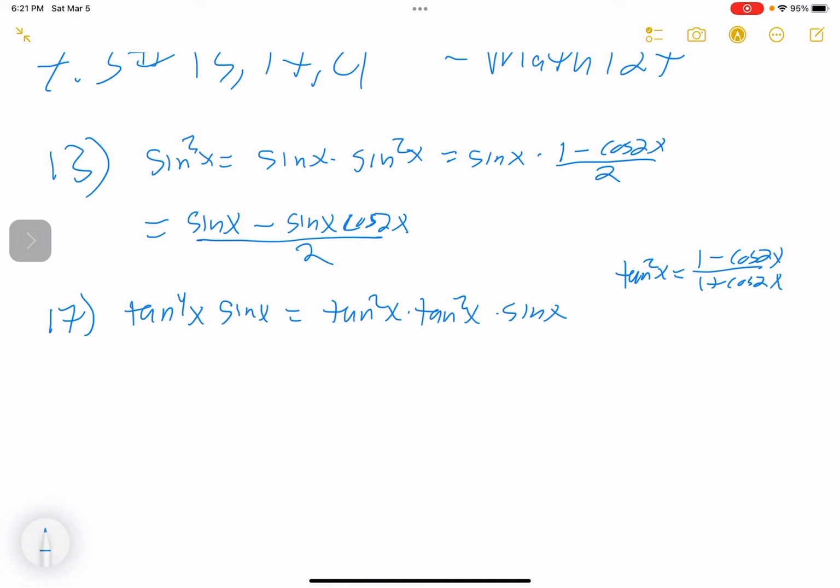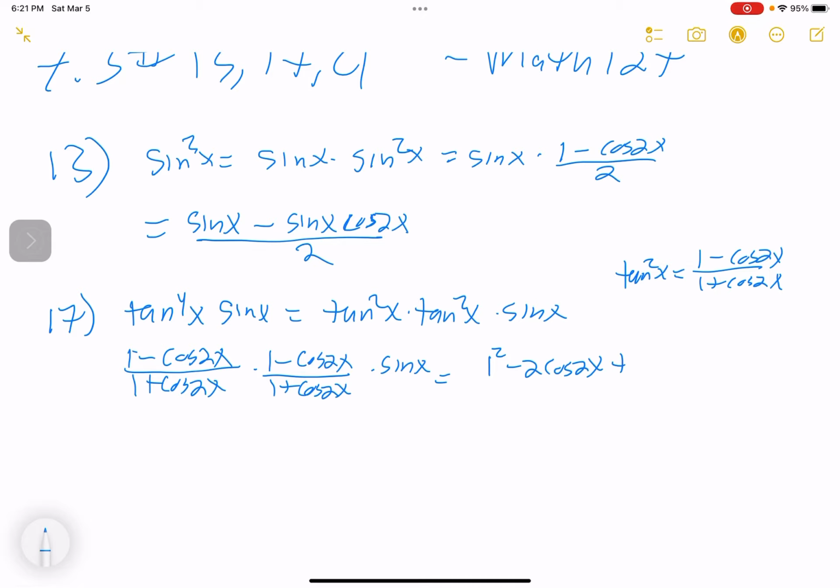So we're going to have that twice. We're going to have 1 minus cosine of 2x over 1 plus cosine of 2x, times 1 minus cosine of 2x over 1 plus cosine of 2x, times that sine x. And this is going to give us 1 squared minus 2 cosine of 2x plus cosine squared 2x over 1 squared plus 2 cosine 2x plus cosine squared 2x. Can't forget that times sine x.